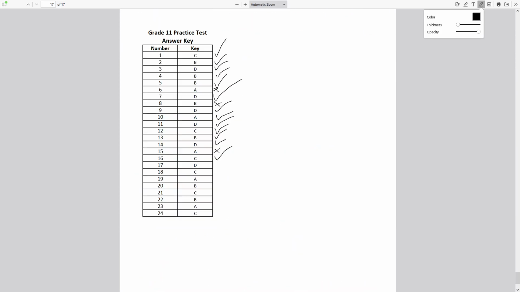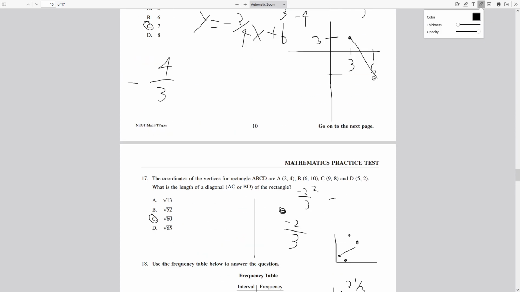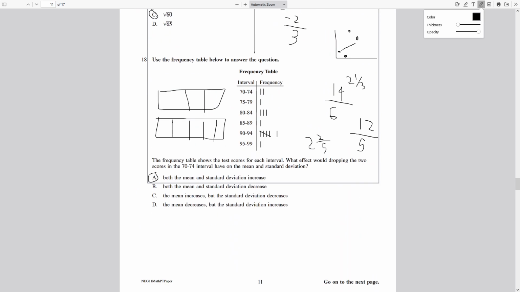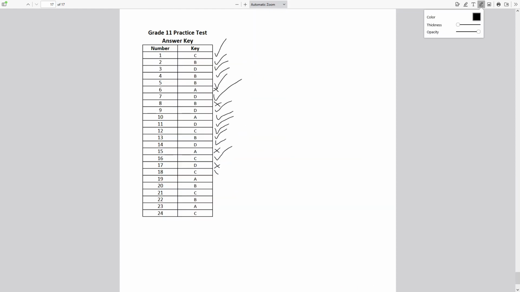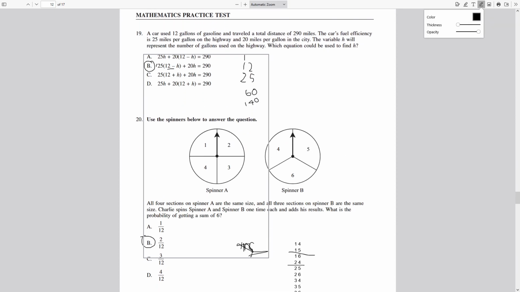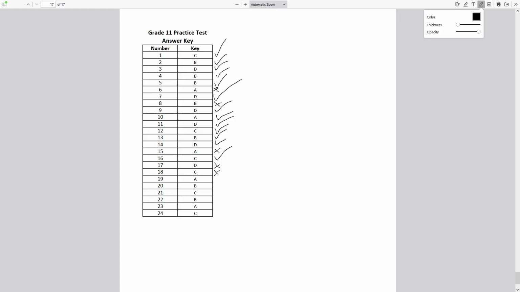C-A-B-B. Oh no, wait. Was that starting with 17? C. Oh no! 18 I said was C. 19 is B? Oh no! 19 is B! Oh no, 19 was B. 20 is B? Okay, 20 I got right. Oh boy, that was 3 in a row.